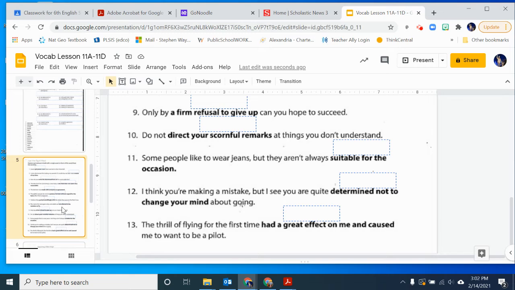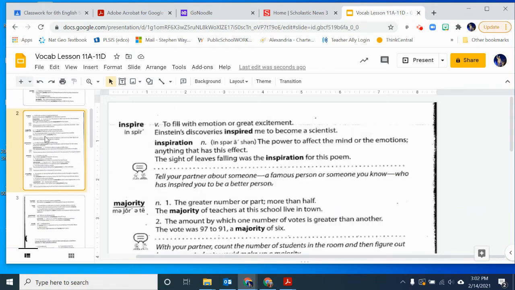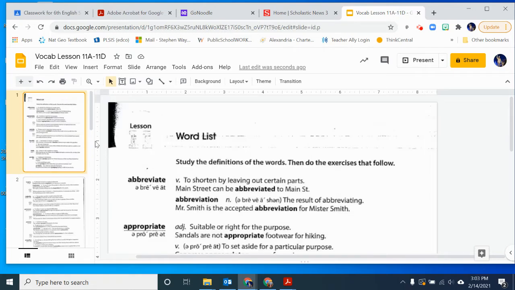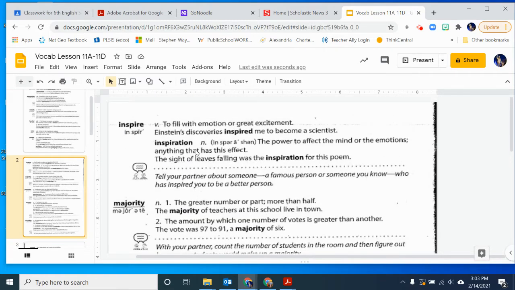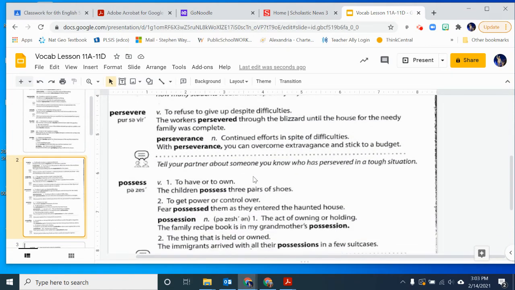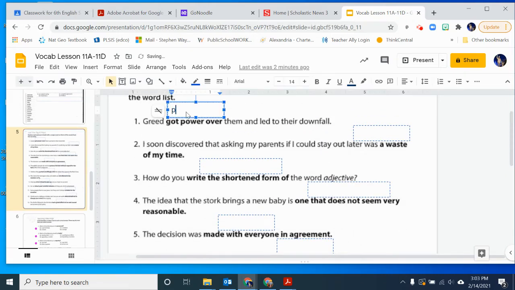Let's see on this one. Greed. So I'm going to go back up and look at my definitions to get power over. Appropriate, no. Exclude: to keep from being a part of. Fanciful: not real, imaginary. To get power over. Majority, persevere. To get power. Oh, possessed. Aha. So here we go. Greed possessed them and led to their downfall. See how it took me a while and I had to go back? That is the same process you should do. If you don't understand what the word means, go back to the definitions and figure it out.